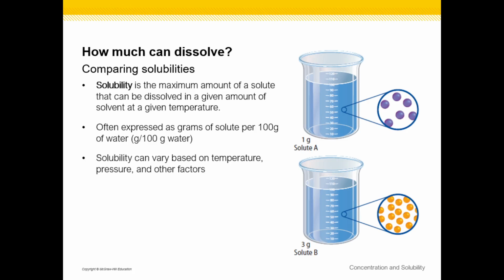We define solubility based on how many grams of the solute will dissolve in 100 grams of water. So if I take 100 grams of water and I can dissolve 20 grams of whatever I'm talking about, then I would say that the solubility of that substance is 20 grams per 100 grams of water. Depending on the identity of the substance, the solubility will vary.